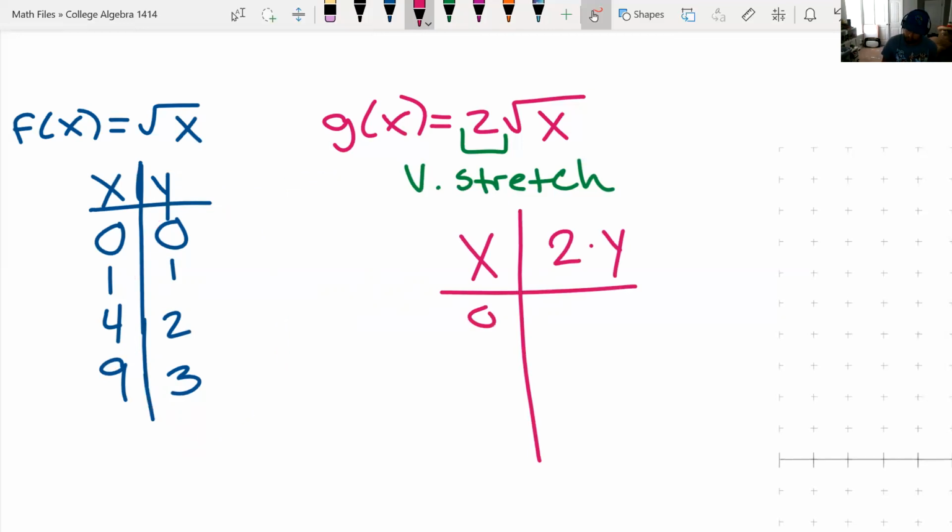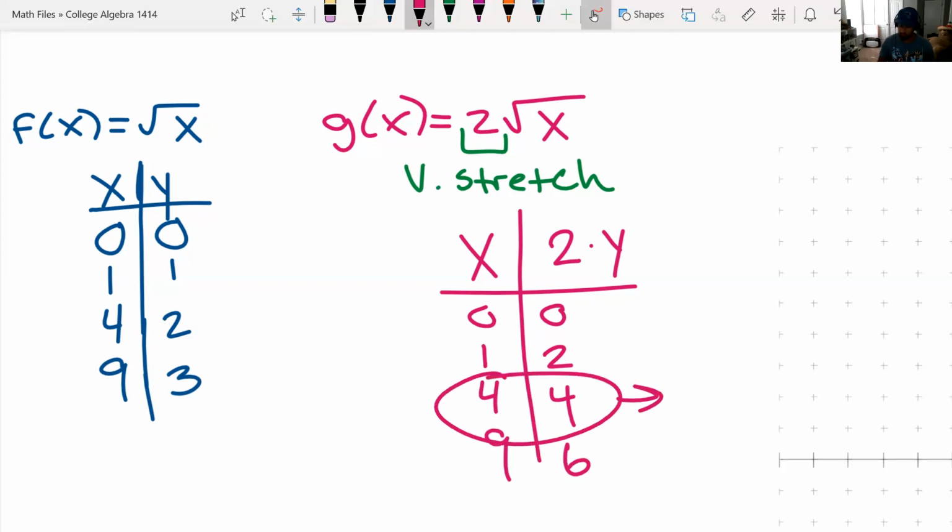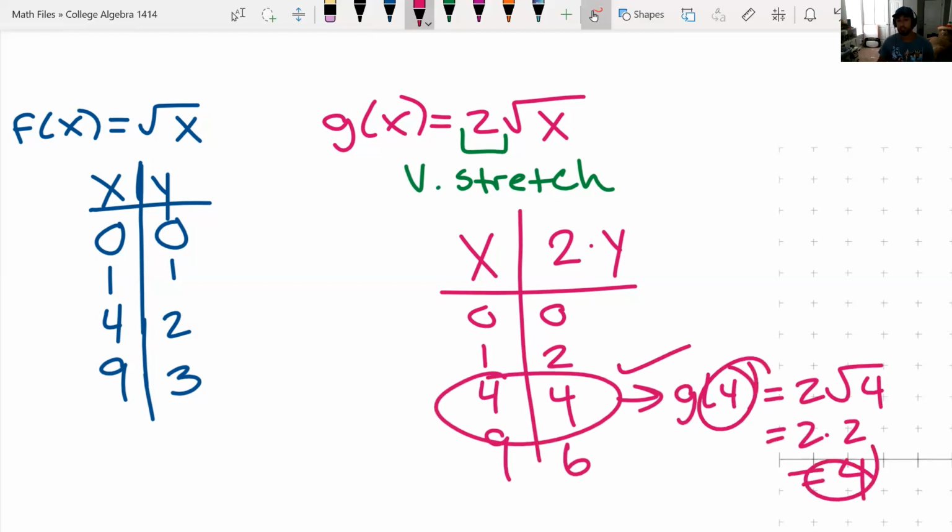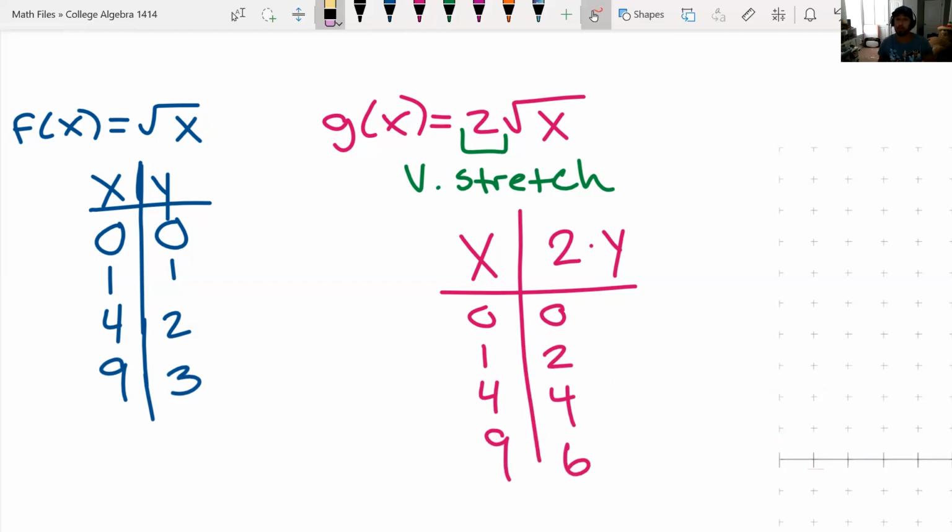So 0, 1, 4, 9. And now multiply all the y values of the parent function by 2. 0, 2, 4, 6. There you go. Once again, check your work. Take 4, 4, plug it into the function above. G of 4 is equal to 2 square root of 4, which gives me 2 times 2, which gives me 4. 4, 4. Checks out. So we are on the right track. Okay, now let's graph the vertical stretch.